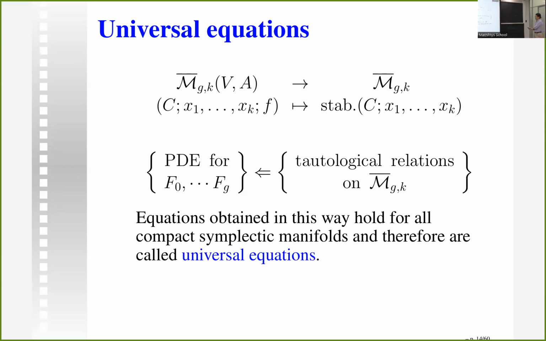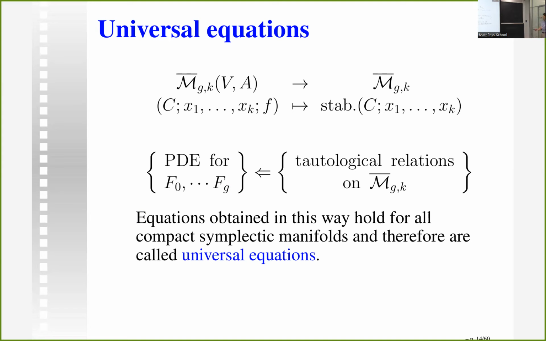Then there's a natural map from the moduli space of stable maps to V to the Deligne-Mumford space. You take an element here and just forget the map f. Then of course the curve may not be stable, so you have to stabilize the resulting curve. Then you get an element in the Deligne-Mumford space. That's a very natural construction, but from this very natural construction we get a lot of nice properties. These are basically the properties encoded in the cohomological field theory.